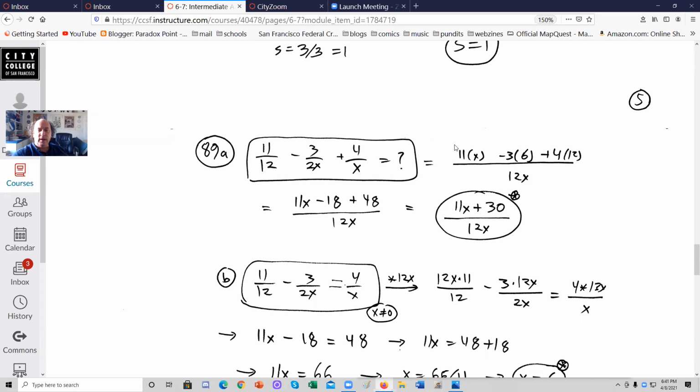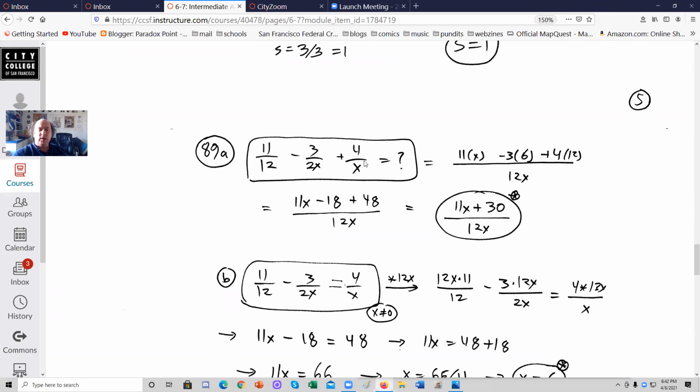We have 11 minus 3 plus 4 times the compensators. For 11 over 12, we go from 12 to 12x, we compensate by multiplying by x. For 3 over 2x, we go from 2x to 12x, so we compensate by multiplying by 6. From x to 12x, it's 12 times bigger, so we compensate in the numerator by multiplying this 4 by 12. 11x minus 3 times 6, that's minus 18, plus 4 times 12, that's plus 48. Combine terms, and you get 11x plus 30 over 12x.